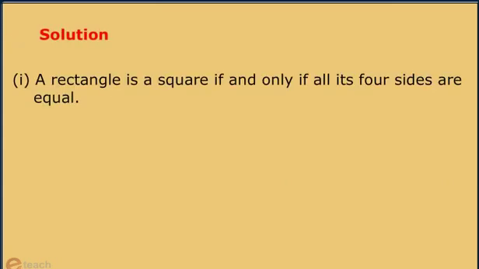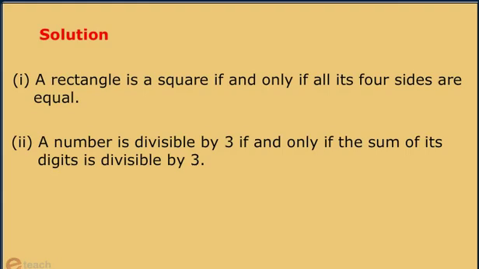A rectangle is a square if and only if all its four sides are equal. A number is divisible by 3 if and only if the sum of its digits is divisible by 3.